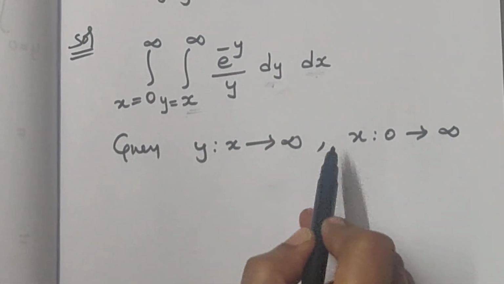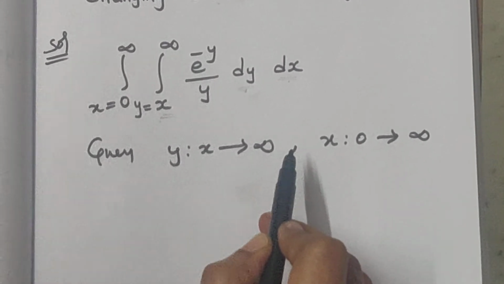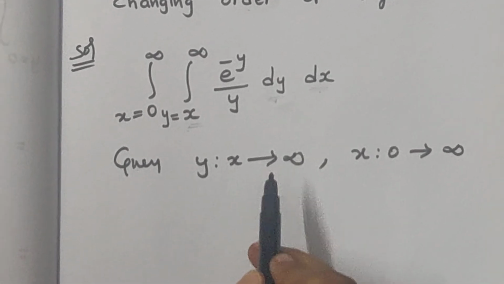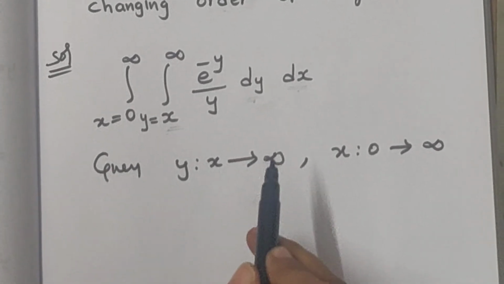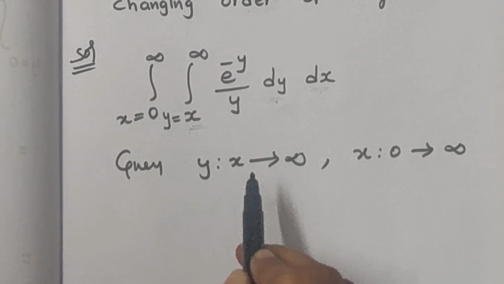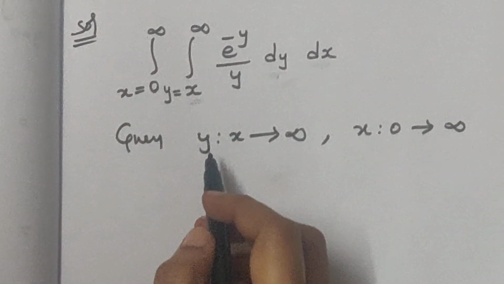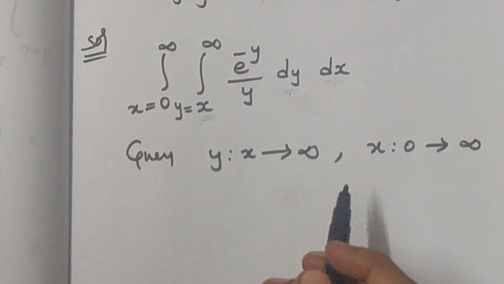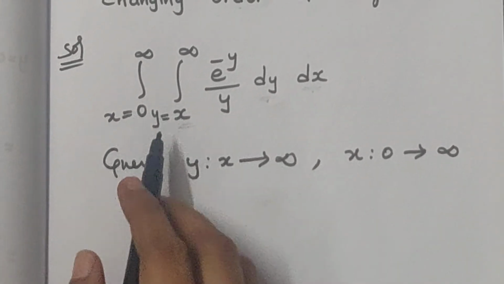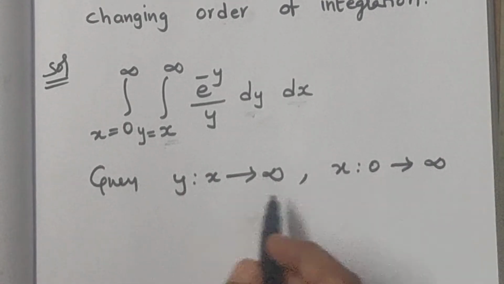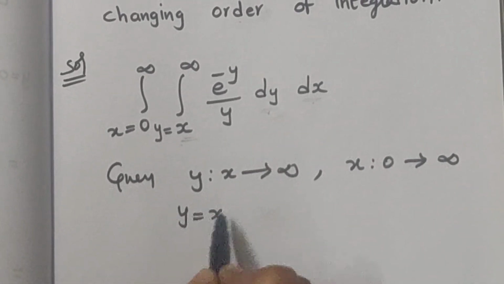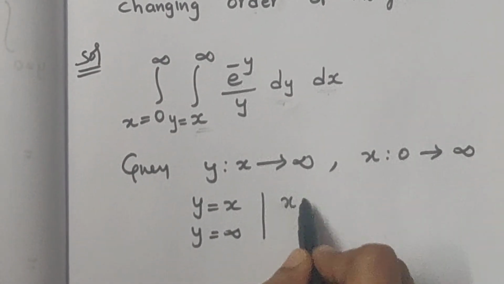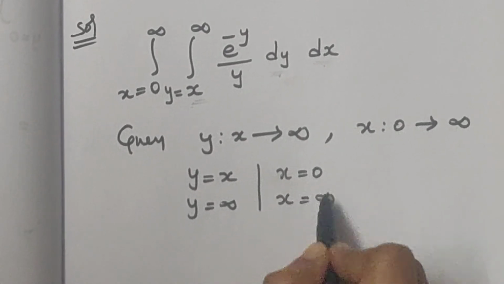According to these limits, we have the chance to integrate first with respect to y. But they ask to change the order, that means integrate with respect to x. But to do with respect to x, these limits are not useful, and that's why we have to identify the limits for x. How to do it: first note down the given limits. From this we get y equal to x, y equal to infinity, and x equal to 0, x equal to infinity.